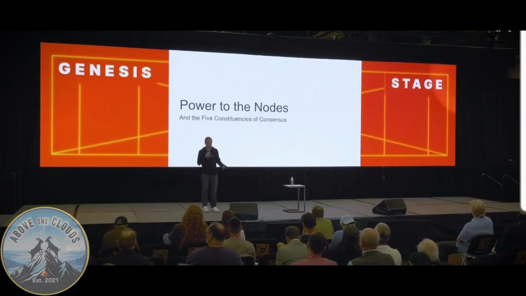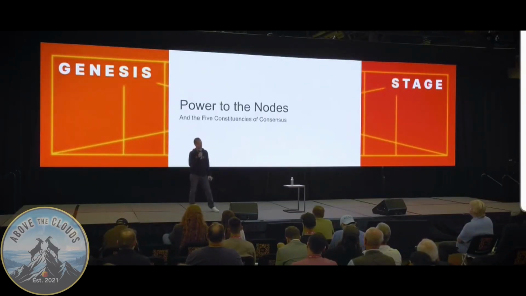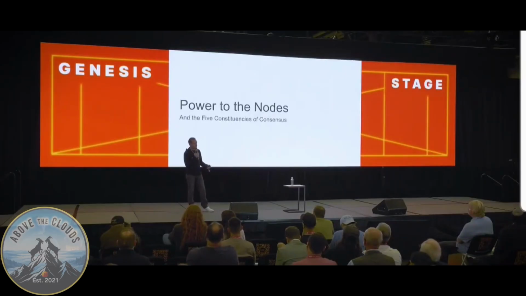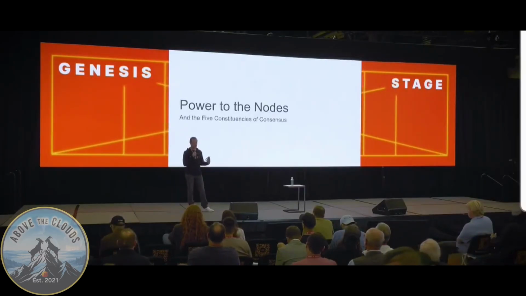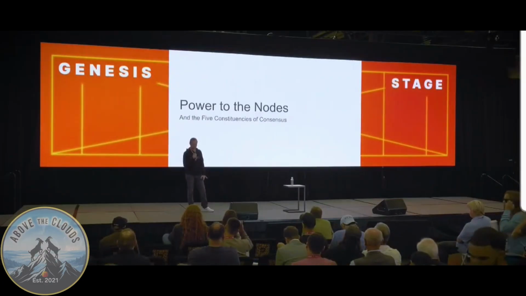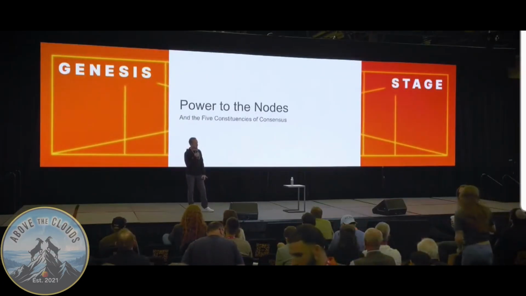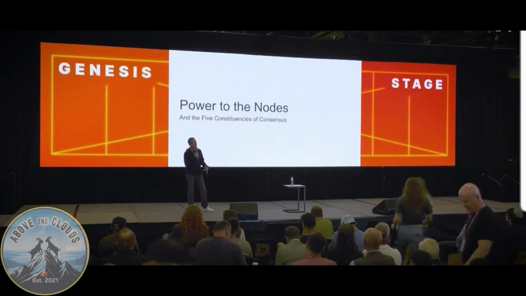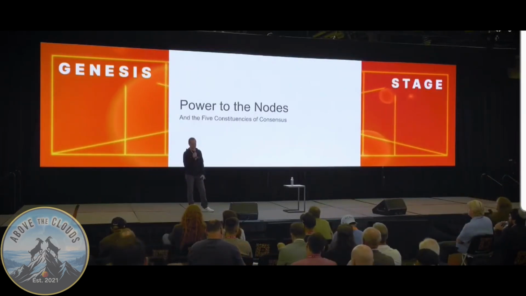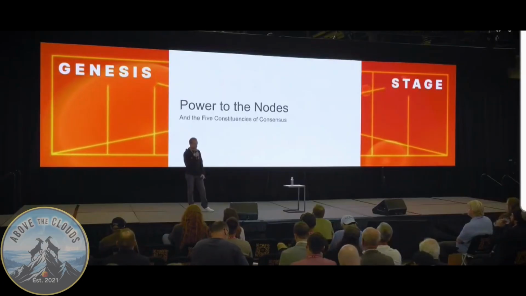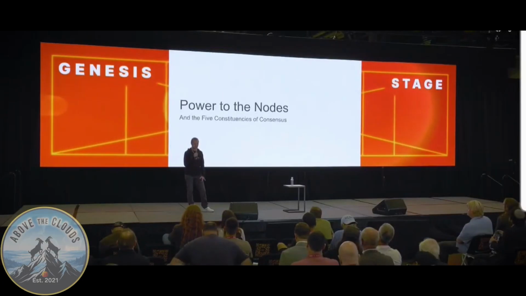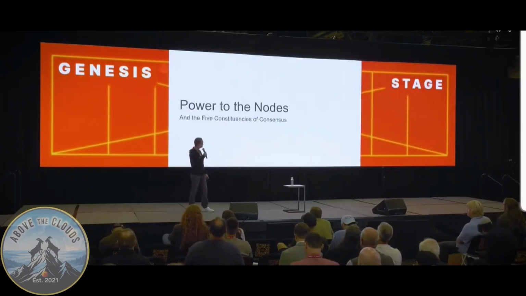So today I'm going to be talking about nodes. In particular, I'm going to be talking about nodes in the context of Bitcoin's political nature and structure. So I'm going to be talking about Bitcoin politics here, all right? More specifically, which constituencies of Bitcoin have which powers, and how do they use those powers in both peacetime and wartime.